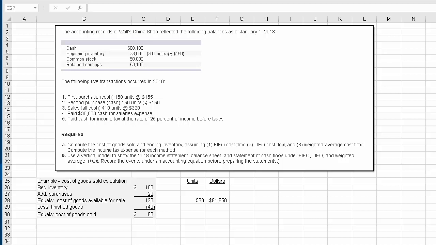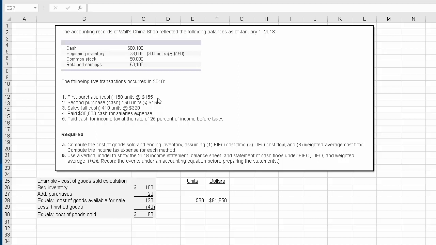Okay, let's take a look at this inventory cost flow problem. We've got the accounting records of Wall's China Shop, and they've given us the information here, which includes beginning inventory of $33,000 made up of 200 units at $150 per unit. And then we've had these transactions.